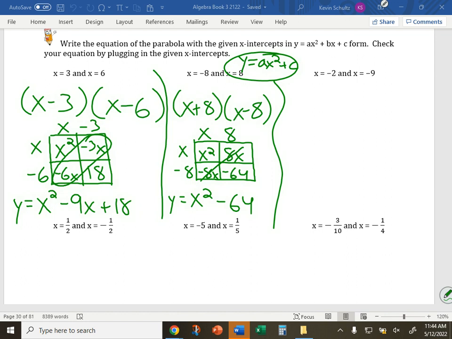Remember to get you started here. -2 would come from the expression x plus 2. -9 would come from the expression x plus 9. Right? So if you got that far, then you kind of got the new part for today.